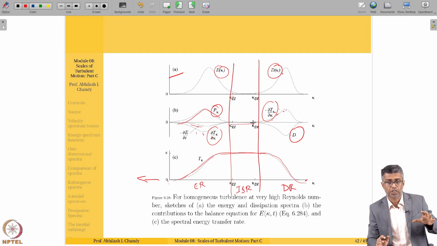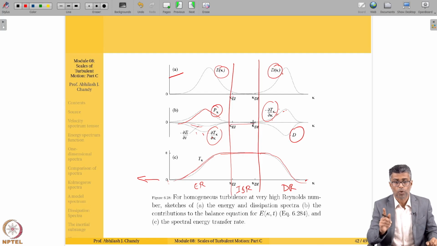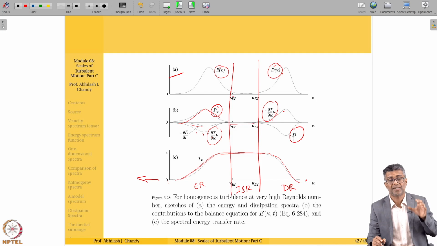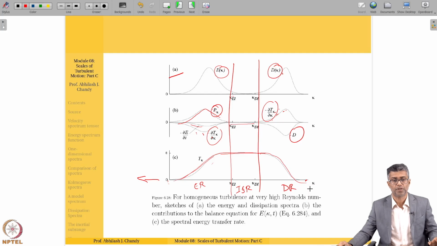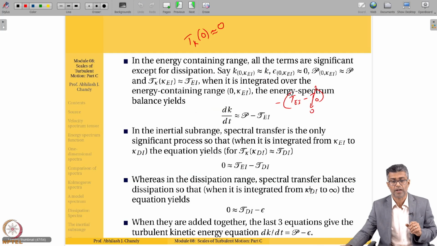So we looked at the production, we looked at the dissipation. One additional thing that I want to point out is this minus D here, which is the actual dissipation. So you have production being dominant in the energy containing range, and then dissipation being dominant in the dissipation range. And this transfer starts from zero, plateaus out in the inertial subrange, and then keeps decreasing in the dissipation range. So I hope this was clear.